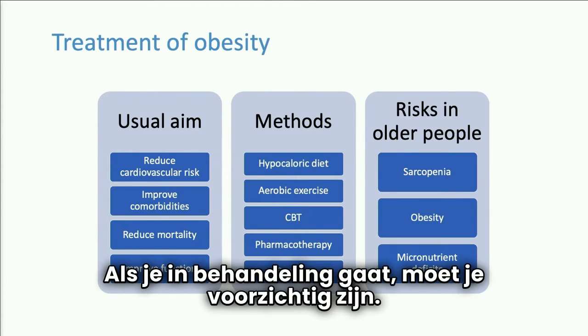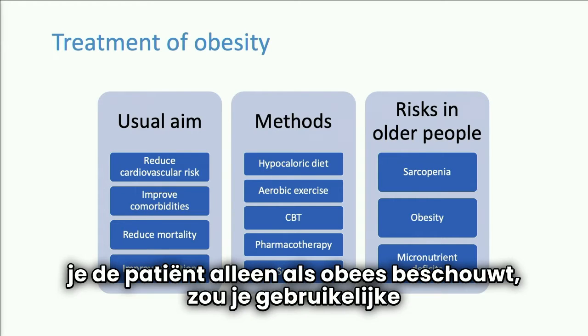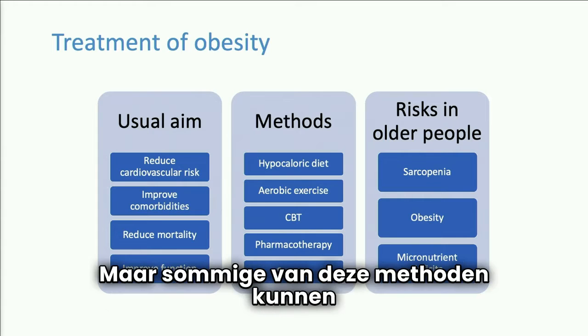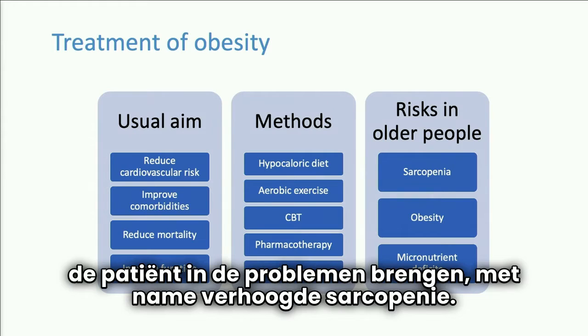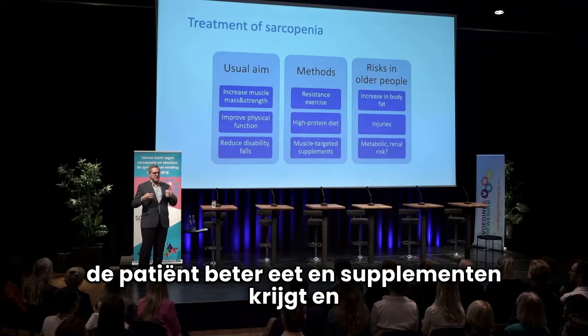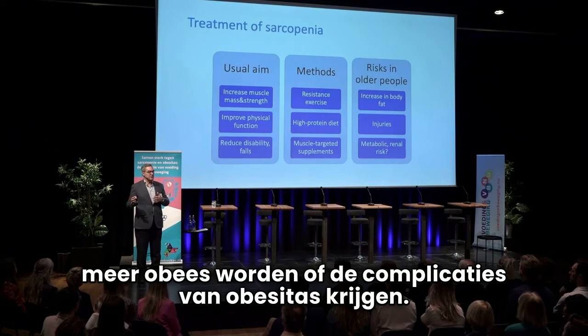If you go to treatment, you have to be careful, and this will be discussed further on, because if you think of the patient as obese only, your usual aim would be to reduce cardiovascular risk and comorbidities, and you use all these methods. But some of these methods can put the patient into problems, especially increased sarcopenia. And if you approach the patient from the sarcopenia point of view, and you make that patient get better nourished and get supplements and higher calories, the sarcopenic patient may become more obese or have the complications of obesity.